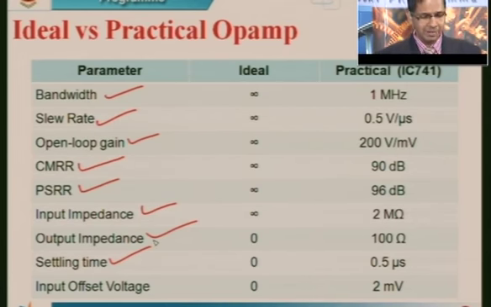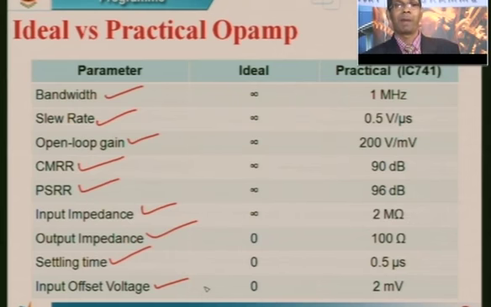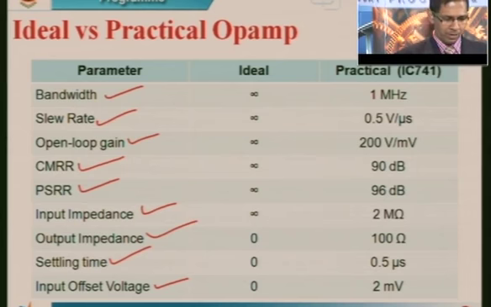And the last one is the input offset voltage. Remember, it is the voltage I have to connect at the input to make the output 0 while shorting the two inputs. For an ideal op amp it is 0, whereas for a practical op amp, or a 741, it is around 2 millivolts. So this gives us a big picture as to how close I am to an ideal op amp. As you can see here, the parameters are pretty much okay as far as IC 741 is concerned.